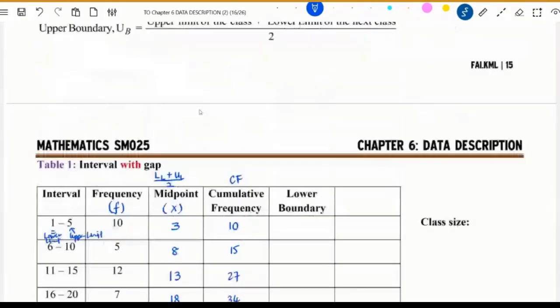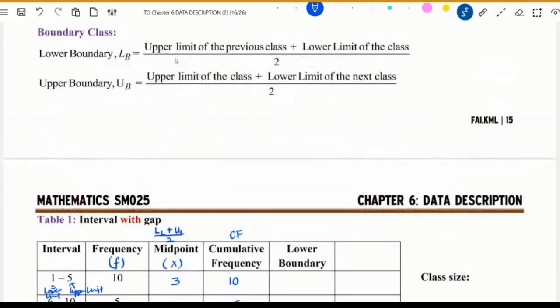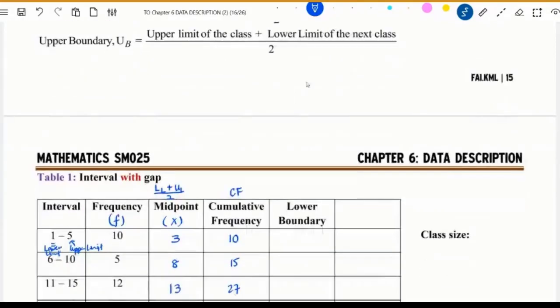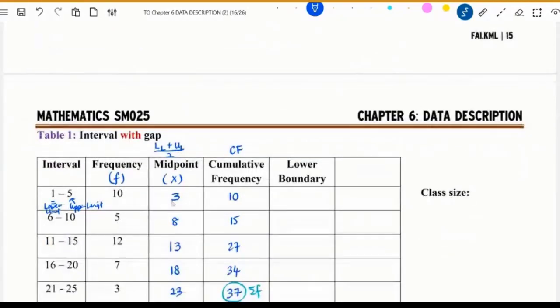Okay, and then lower boundary, we're going to have the formula here. Lower boundary, which is upper limit of previous class plus lower limit of the class, divided by 2. Okay. So untuk cari lower boundary, kita akan start pada second class dulu. So second class we have limit 6 to 10. So the lower limit untuk kelas ni adalah 6. So dia akan jadi 6 ditambah dengan upper limit kelas sebelum, adalah 5. So divide by 2, we're going to have 5.5.